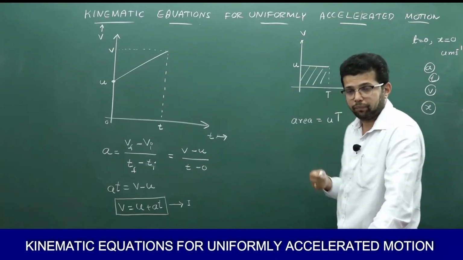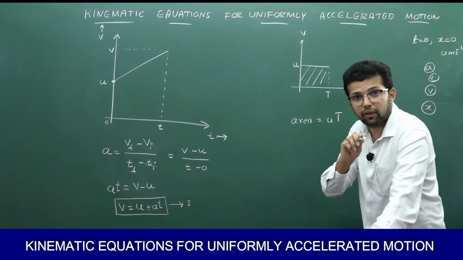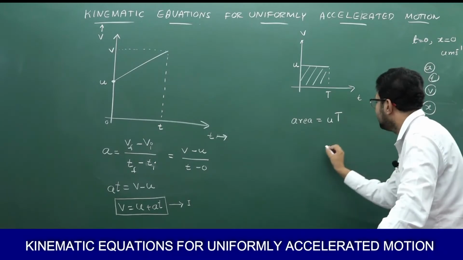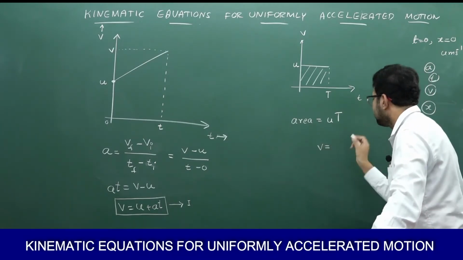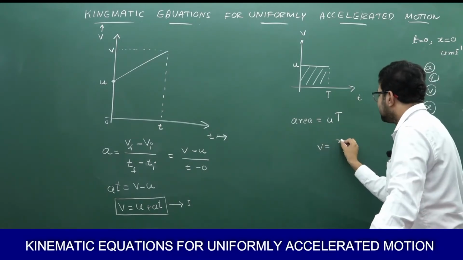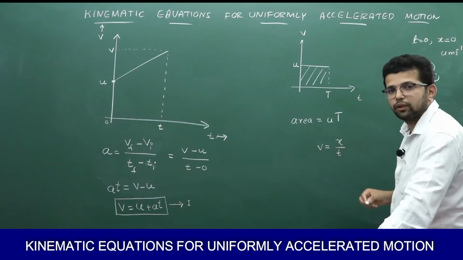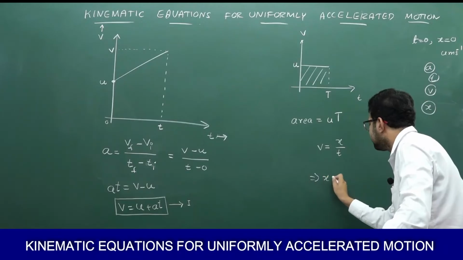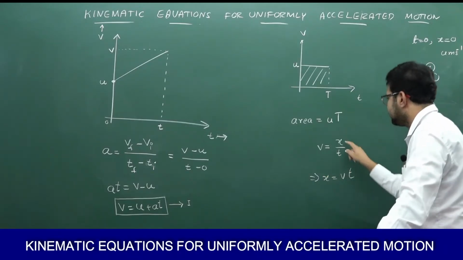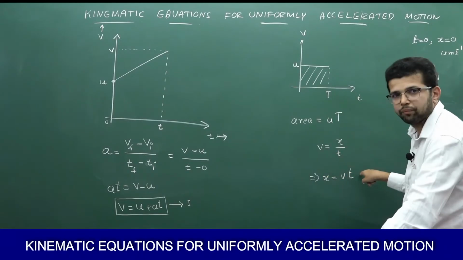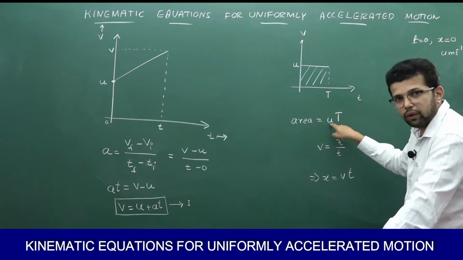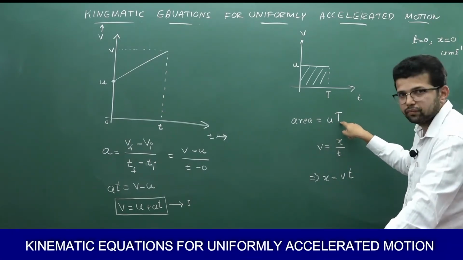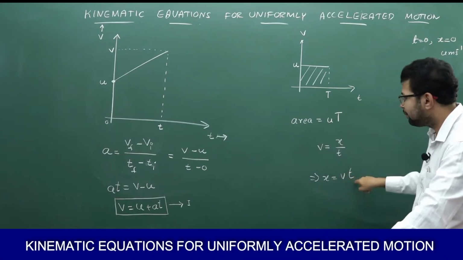We know one more thing. What is that? We know the definition of velocity. How is velocity defined? Velocity is equal to displacement by time, or I can write this as displacement equal to velocity into time. Here you observe this is velocity, this is time. So, velocity into time is displacement.